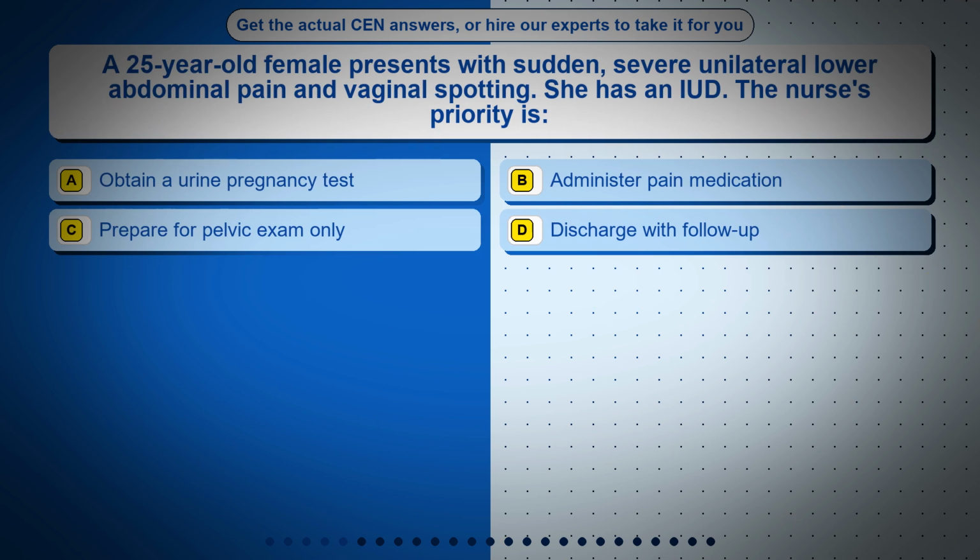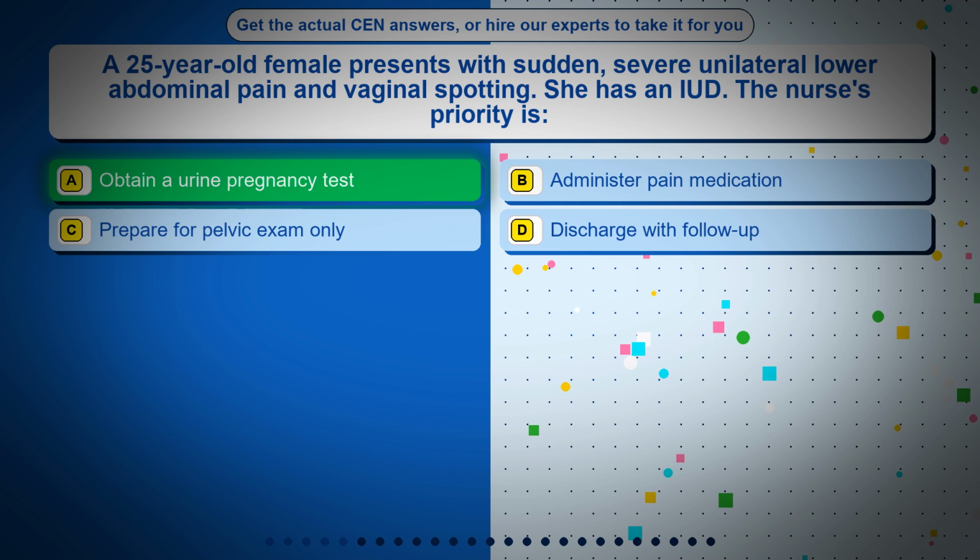Question 5. A 25-year-old female presents with sudden, severe unilateral lower abdominal pain and vaginal spotting. She has an IUD. The nurse's priority is Option A. Obtain a urine pregnancy test. Option B. Administer pain medication. Option C. Prepare for pelvic exam only. Option D. Discharge with follow-up. The correct answer is Option A.